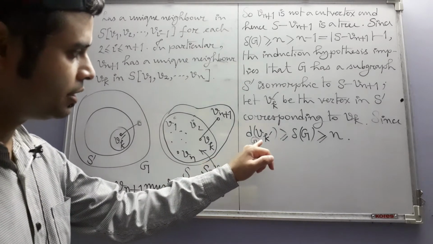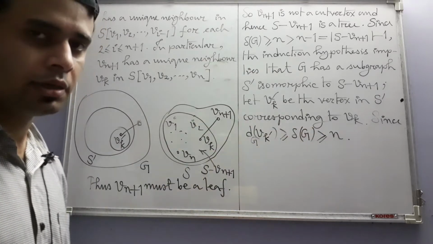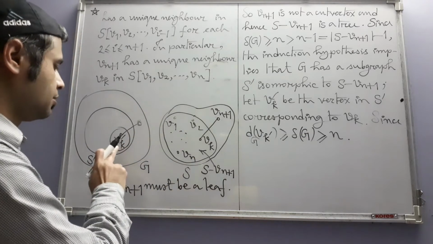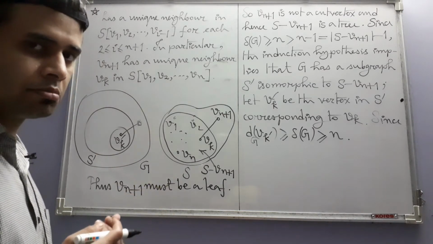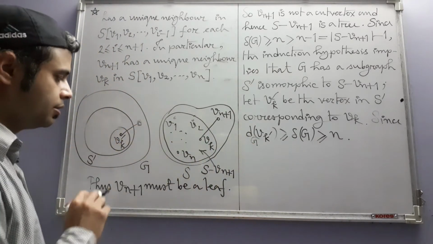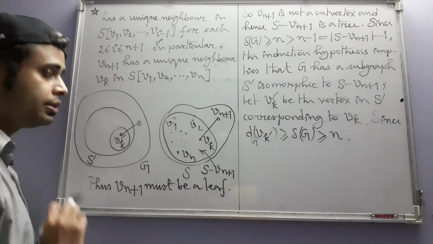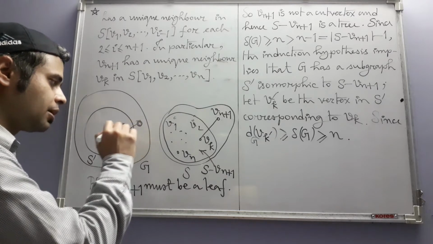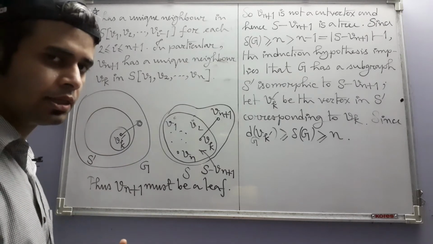However, the degree of Vk prime in G, not in S prime, in G, is at least n. So that extra degree, or maybe there may be more extra degrees, because the actual degree of Vk prime in S prime may not be equal to n minus 1, it may be much less than that. Whatever be the case, we will get extra degrees of Vk prime. Those extra degrees cannot possibly come from within S prime. They have to come from outside of S prime. That is, there should be at least one vertex in G that is not in S prime and that is adjacent to Vk prime. And that's what we were seeking.